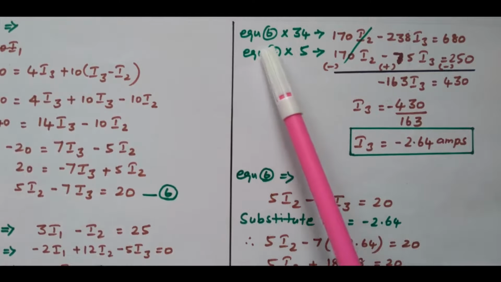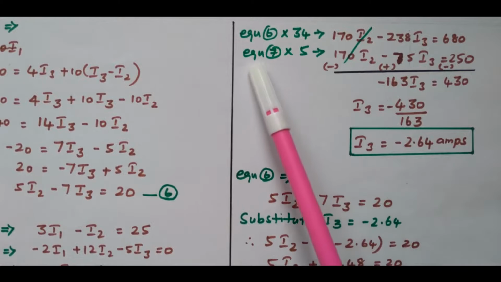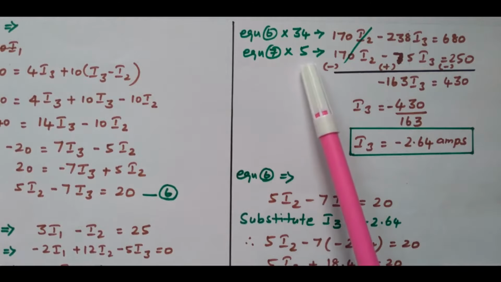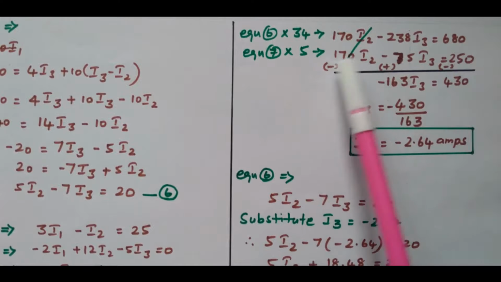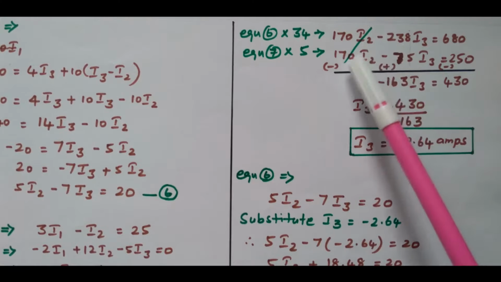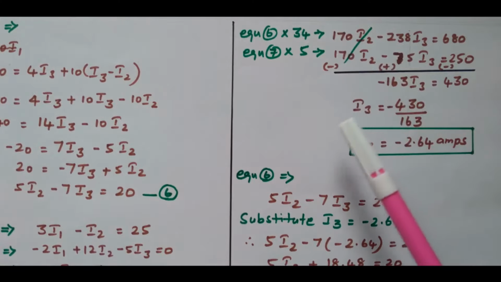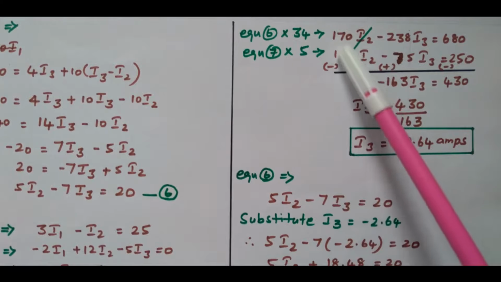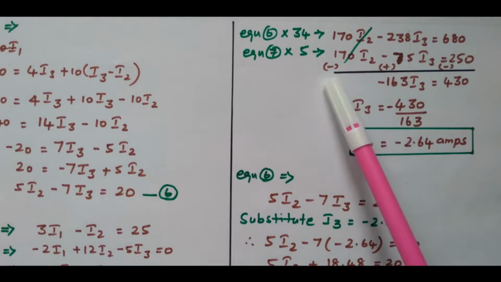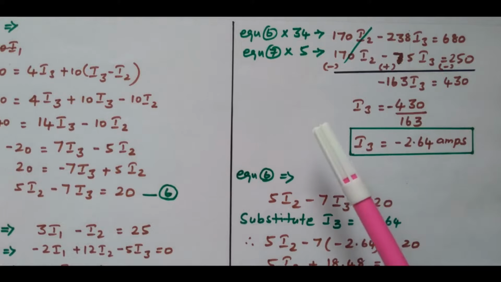So equation 6 is multiplied by 34. Equation 7 is multiplied by 5. Right, so that we got this value. See here both are 170. So we can easily cancel. But both are positive here, so we need to subtract. Then only it becomes cancelled. In the previous case, one is positive, one is negative, so easily we cancel. By adding, automatically it got cancelled.